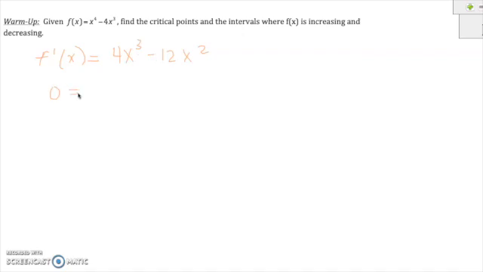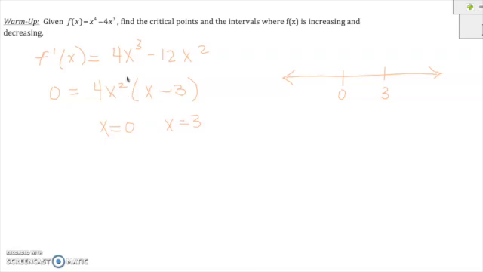And I want to know my critical points. So I need to know, where is the derivative equal to 0? I'm going to take out the GCF, and my critical points are 0 and 3. The only place where we can change from increasing to decreasing are the critical points, so we want to know what's happening to the left and to the right at each of these critical points.